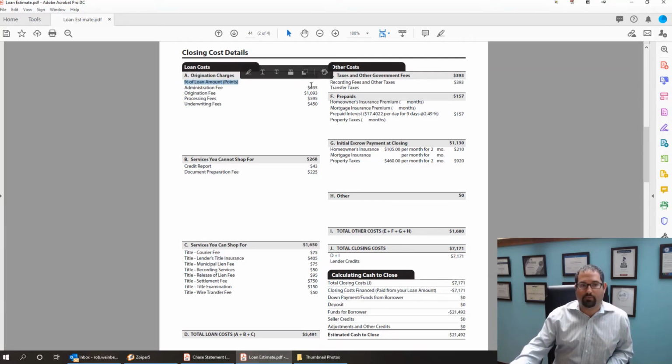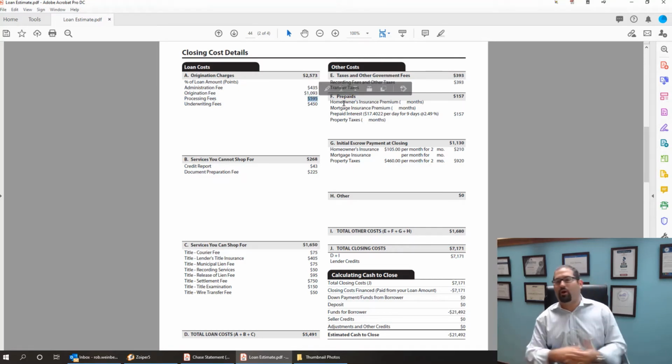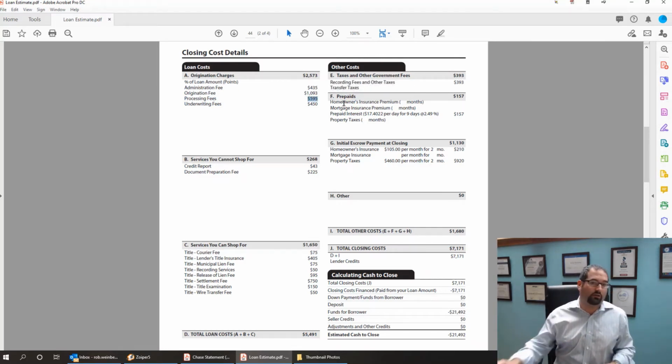So up here at the top, the first one is percentage of loan amount, points. So if you've elected to buy your interest rate down, then it would have something filled in here for points. In this case, they did not buy the rate down using points. Processing fees are the loan processing that needs to be done. It's usually going to be anywhere from $500 to $1,000 in most cases. And then underwriting fees are fees that will go to the underwriter on the loan for them doing the underwriting.